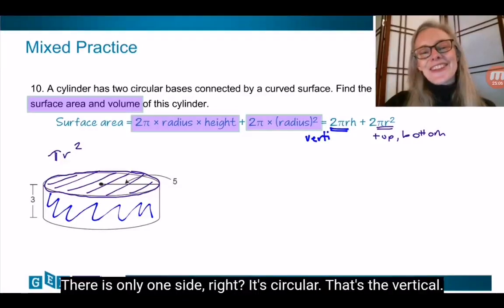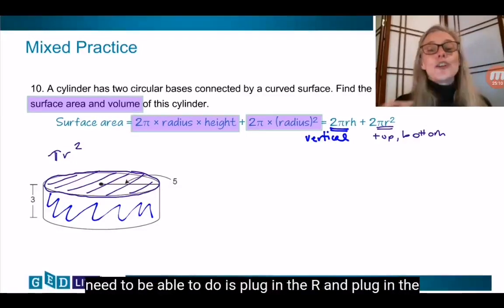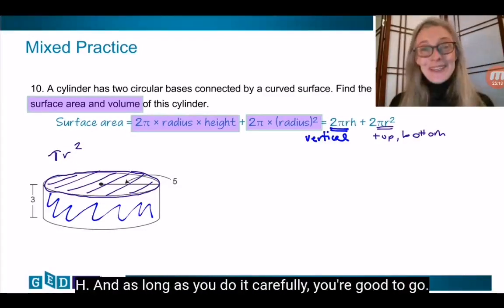It's circular. That's the vertical. Okay, so that's where our surface area calculation comes from. All you need to be able to do is plug in the R and plug in the H, and as long as you do it carefully, you're good to go.